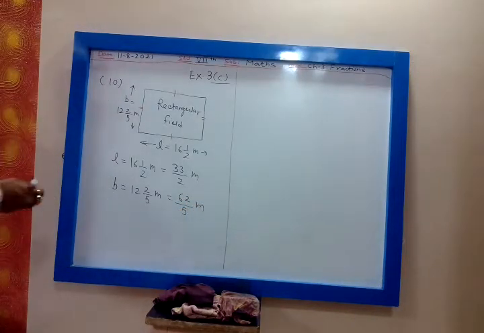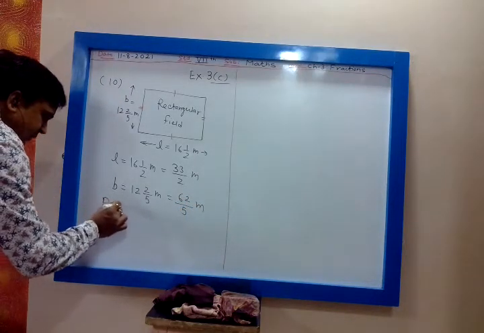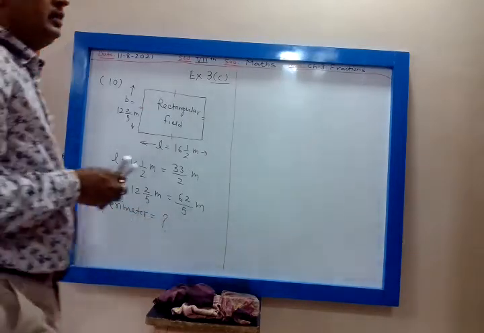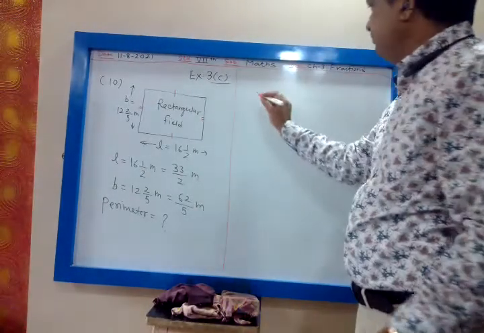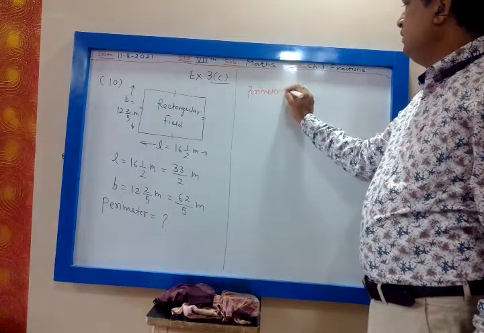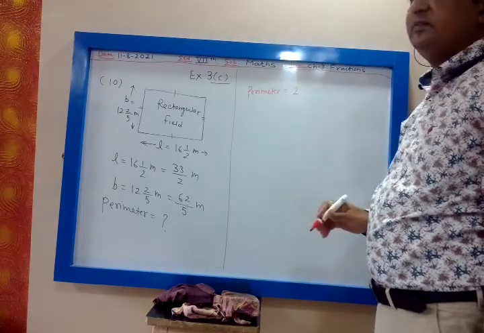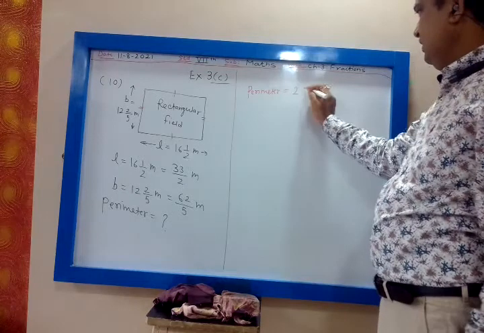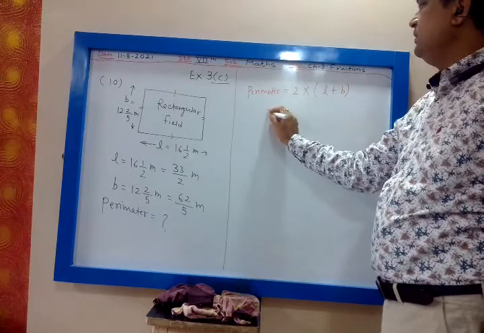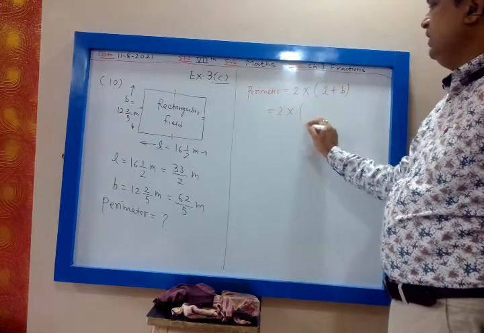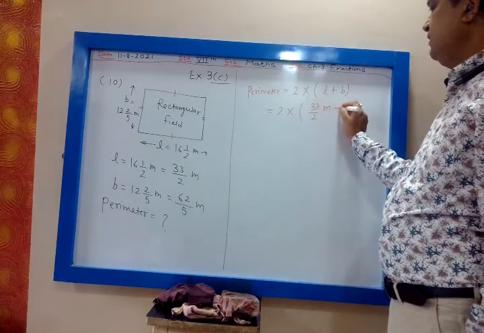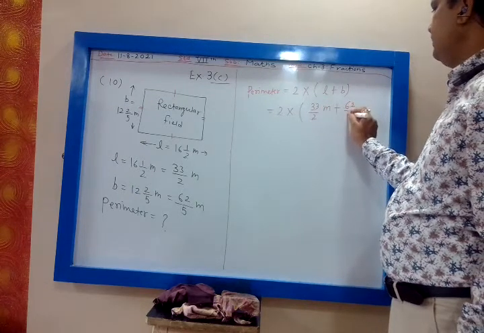Okay. So now we want to calculate perimeter. So perimeter of rectangular field, there is a formula. Perimeter is 2 into length plus breadth. Yes, 2 into length plus breadth. So 2 into, length is 33 by 2 meter plus breadth is 62 by 5 meter.